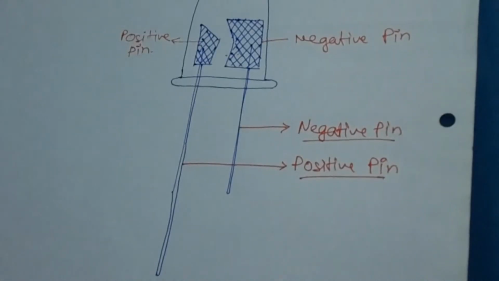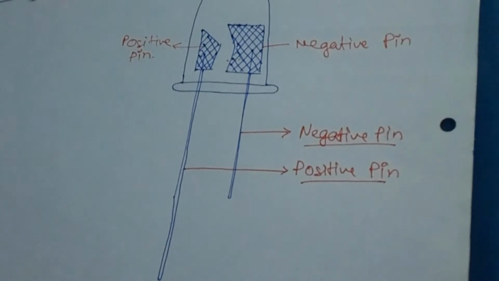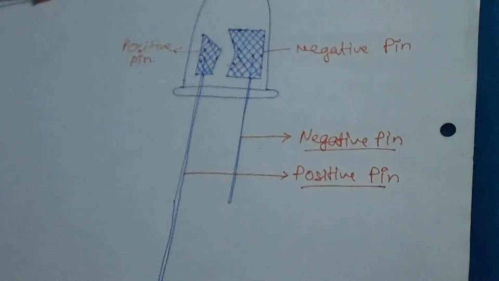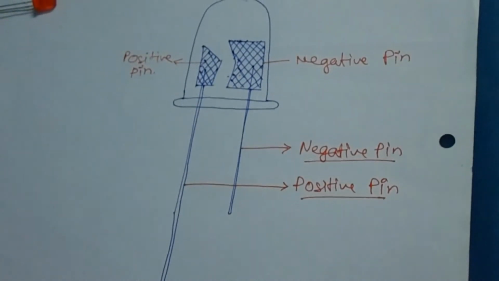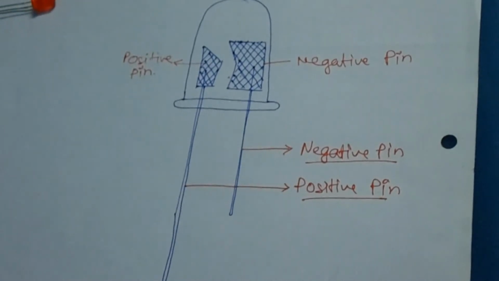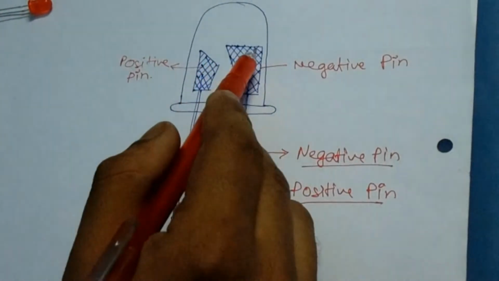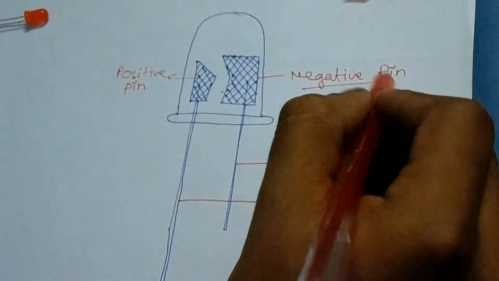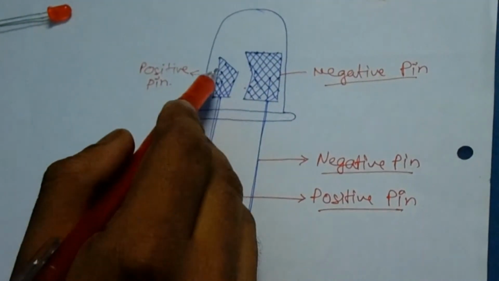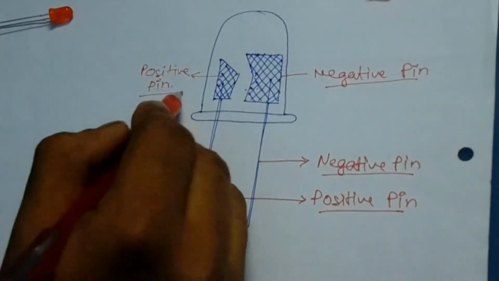But in a circuit, we cannot define the pins by the pin size because it is soldered. So, we need to define another factor to identify the pins of the LED. Generally, the pin which is connected to a larger semiconductor piece, that is this one, is the negative pin, and the pin which is connected to a smaller semiconductor piece is the positive pin.